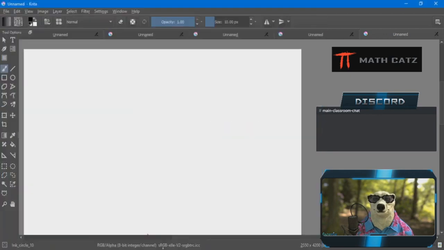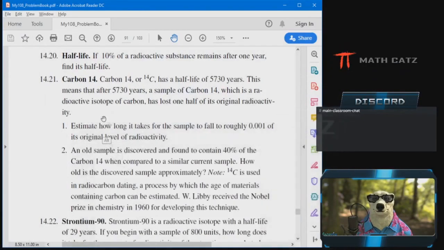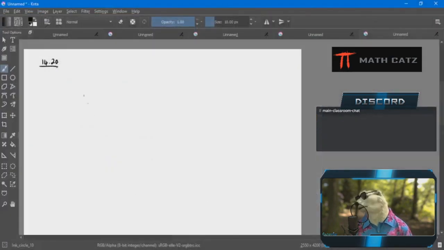1420, half-life. If 10% of a radioactive substance remains after 1 year, find its half-life. Now, there could be some more words here, admittedly. We are only looking at the situation where the radioactive substance decays at a rate proportional to how much there was. So we are always going to work with the same kind of differential equation when it comes to radioactive decay. So let's set that up.